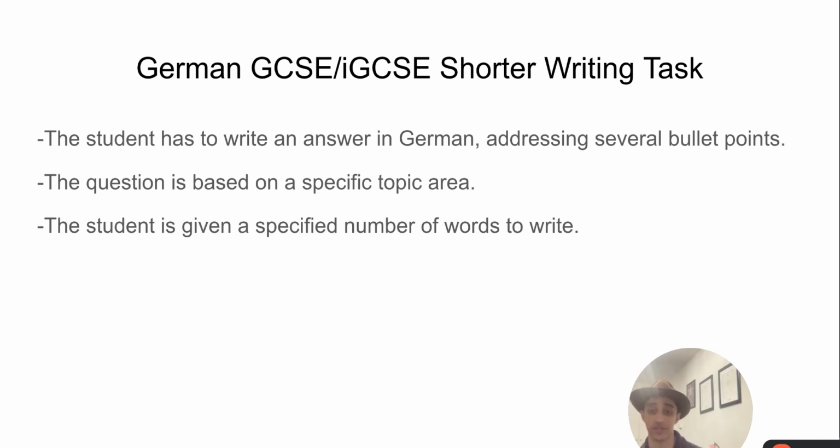No matter how many words you're given to write, it is important to stick roughly to that. I know some teachers may say otherwise, but I would stick within 10% either way of the word count. So if you're told to write 100 words, for instance, I would not write less than, say, 90 and more than about 110. If you stick within those limits, you should be safe and able to avoid losing marks for that reason, which is a really frustrating way to potentially lose marks in the German GCSE or iGCSE writing paper.